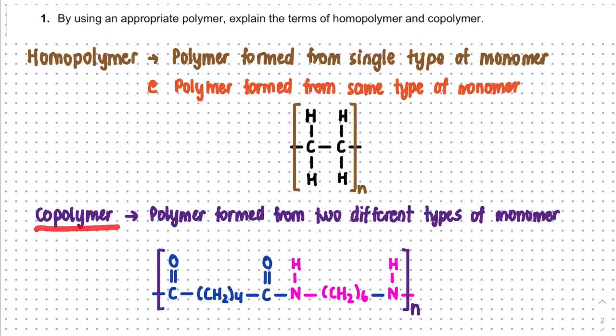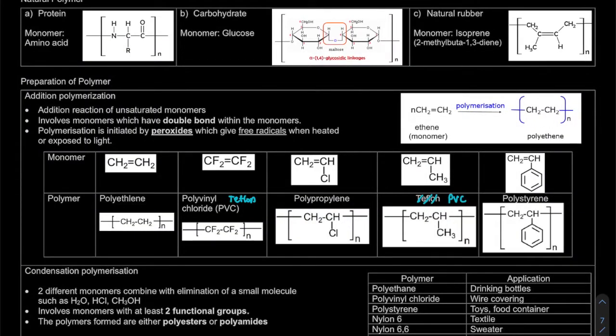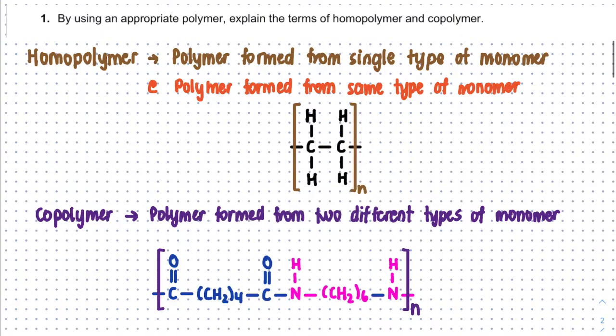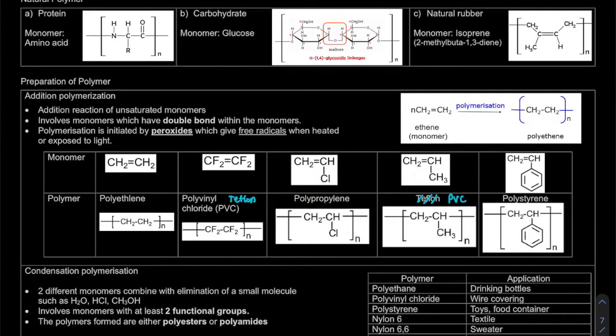Okay, for copolymer, polymer formed from 2 different types of monomer. This one we will look based upon our condensation polymerization. Because for condensation polymerization, mostly we will use 2 different monomers, where it will involve monomers with at least 2 functional groups. So here it mentions 2 different monomers. So that means the example of copolymer must be based upon our condensation polymerization. This one based upon our addition polymerization. Okay, so for this one, which one will Miss choose? Okay, so choose any of the condensation polymerization examples.